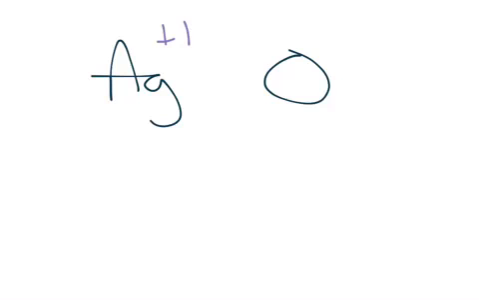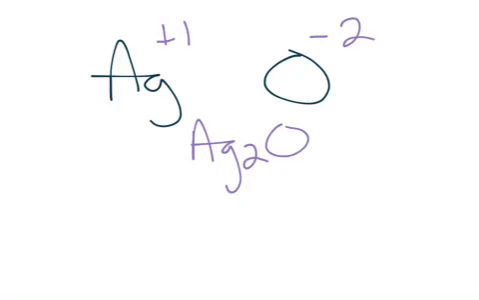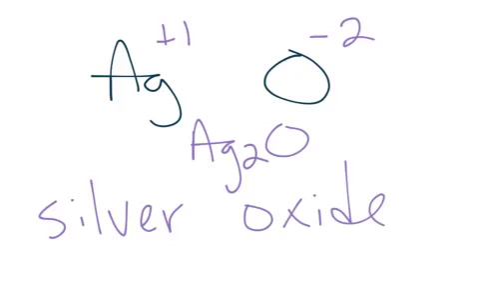So if silver's always +1 and oxygen's always -2, we don't need to call it silver 1 because we're just being redundant. Silver is always 1, 1 always goes with silver. So that means the symbol for this substance would be Ag2O, but then when we name it, we do not need to include the Roman numeral, silver oxide.